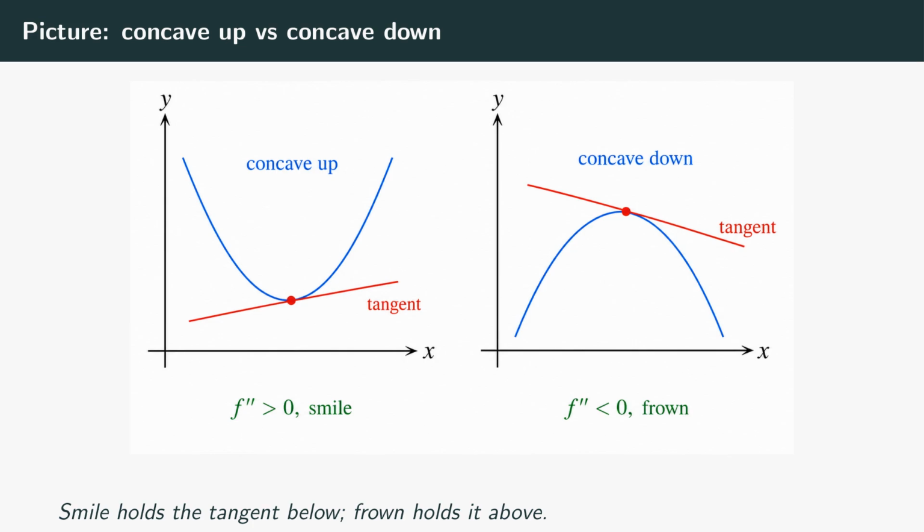This is the geometric content of concavity in one picture. Smile below, frown above. If somebody asks you which way the curve is bending, look at where the tangent line goes. Below means up, above means down.